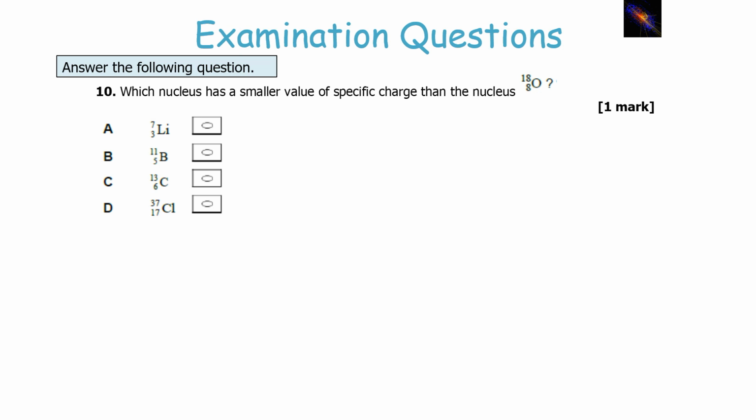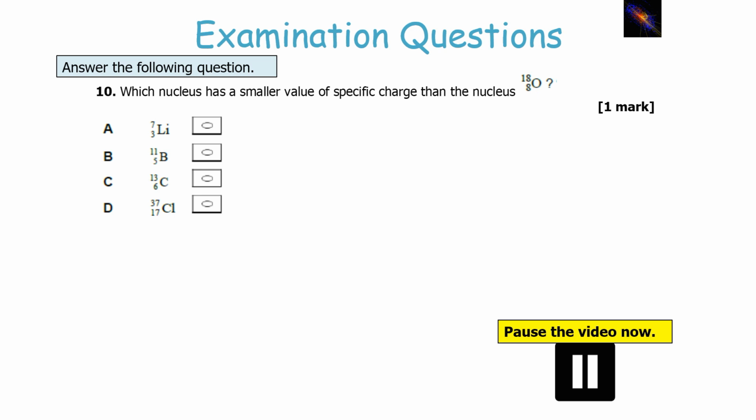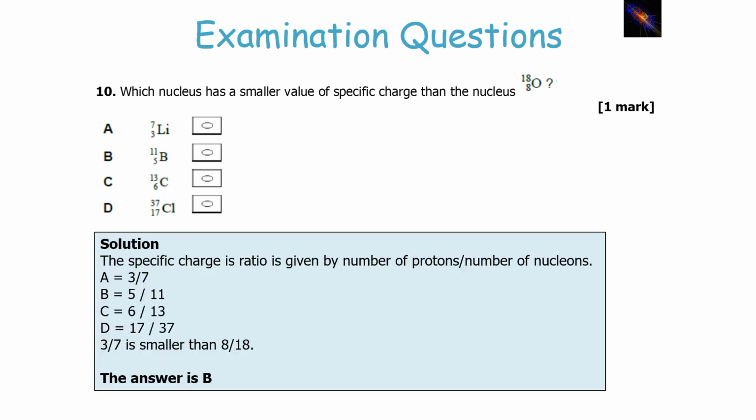Next question, which nucleus has a smaller value of specific charge than the nucleus oxygen? So pause the video now, then unpause the video when you want to go through your answer. So to work out the specific charge, it's the ratio of protons to the number of nucleons, because it's the charge to mass ratio, with the protons providing the charge and the protons and neutrons providing the mass.